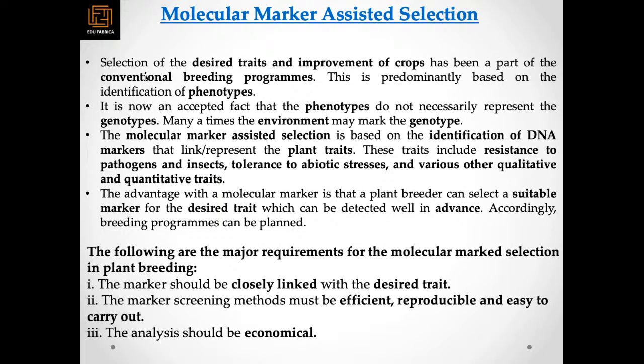Then this is a totally different part: molecular marker assisted selection, mass selection. When we are doing molecular marker assisted selection, we want to identify various traits in our plants, like pathogen and insect resistance, abiotic stress tolerance, and various other qualitative and quantitative traits. In order to do that, molecular marker assisted selection plays a good role.